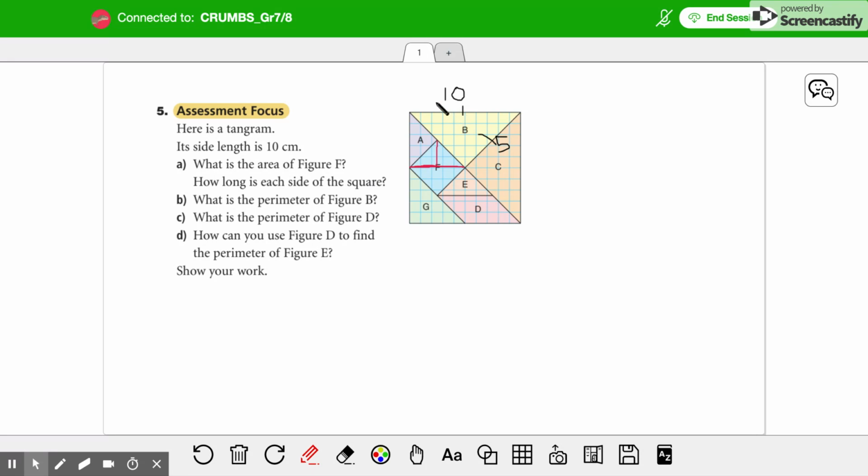10. Which means every box is worth how much? 10. Okay, hang on a second here. I'm just going to use, oh, little wait, black. I thought 10 was like this. Like the outside. This is like 10.